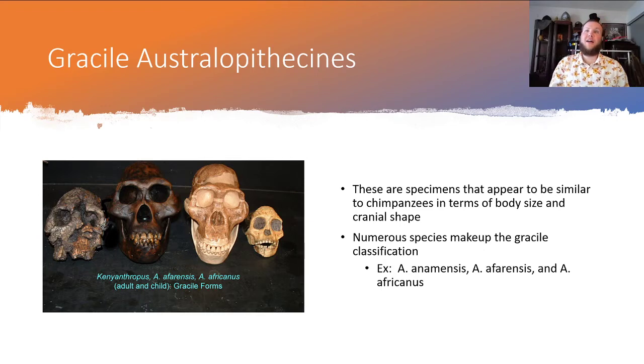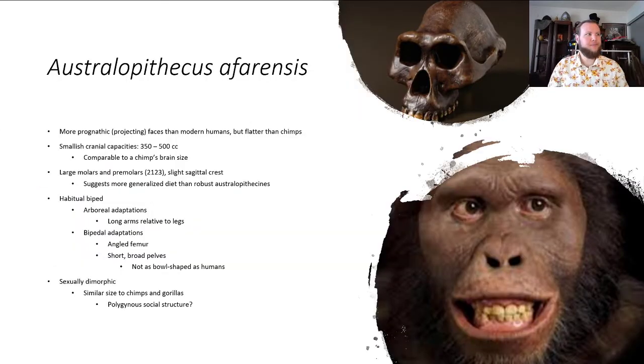So gracile Australopithecines, right? Everyone has problems saying these things. These are specimens that appear to be similar to chimpanzees in terms of body and size. Okay, so there are numerous species, including Afarensis and Africanus, which are the ones we're going to focus on. Afarensis has a more prognathic, more projecting face than modern humans, but it's still flatter than chimps. Okay, and they have smallish cranial capacities, comparable to chimp size.